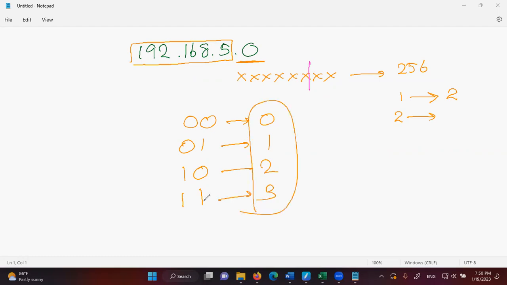So using 2 bits we can represent 4 numbers.